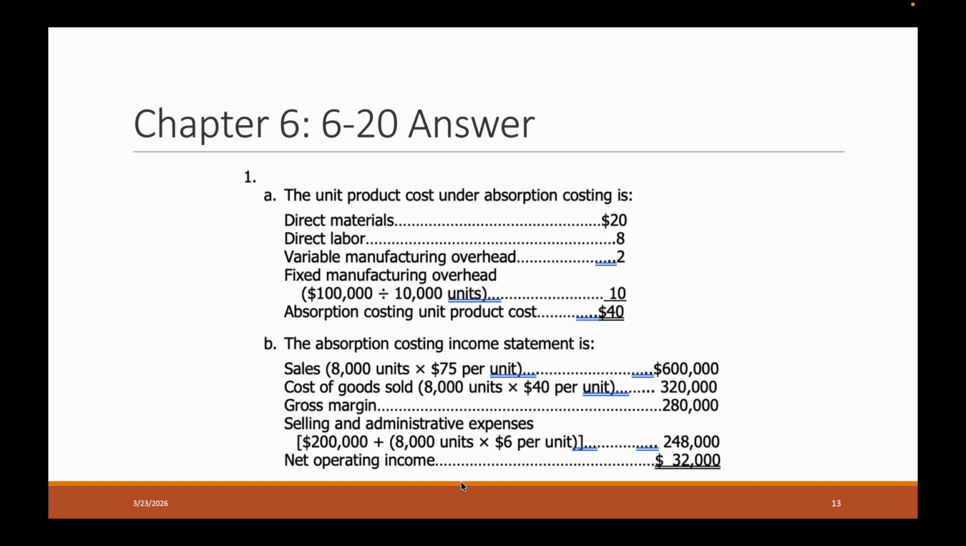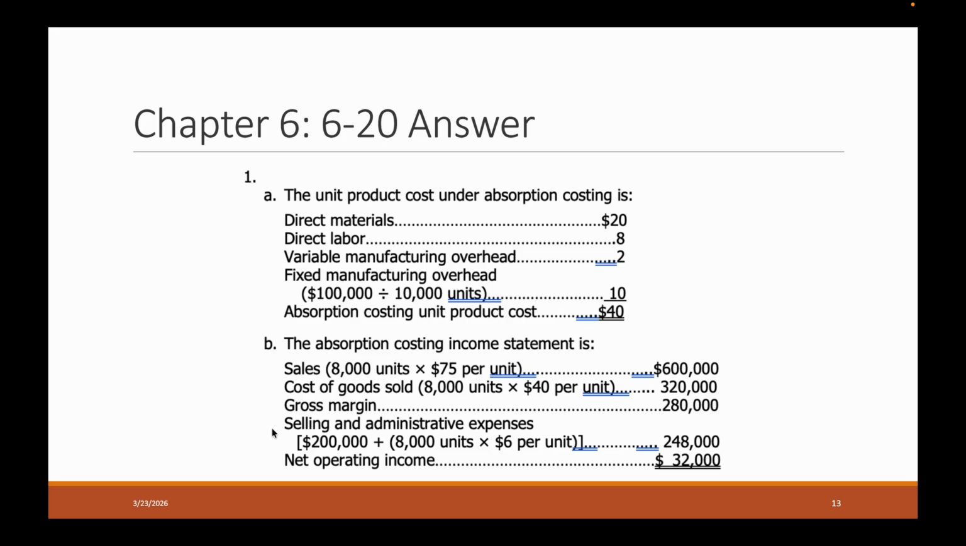So now to calculate our net operating income using that $40 per unit, we're going to take sales, so 8,000 units of sales times $75 per unit, and that gives us $600,000 of sales. Our cost of goods sold, since we only sold 8,000 units, we know it costs us $40 per unit to make. That's going to be 8,000 times 40, $320,000 of cost of goods sold, and that gives us a gross margin of $280,000.